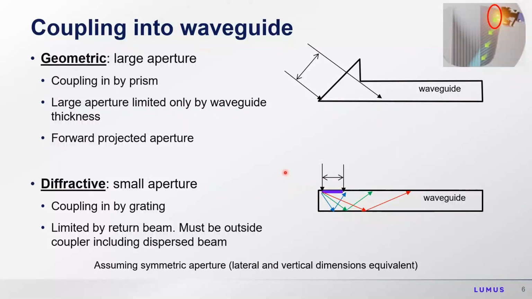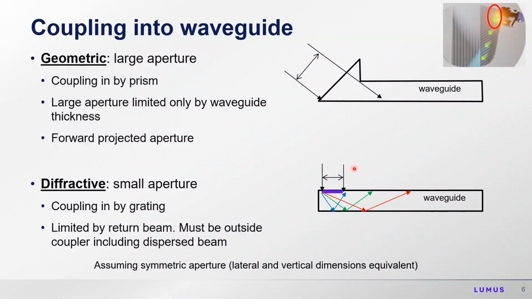Now let's dive into the technology. The main issue that's going to be interesting here is the coupling in. The coupling in a geometric waveguide is limited by the size of the waveguide. So the wider the waveguide, the more you can project in. So it's relatively, let's call it, wide.